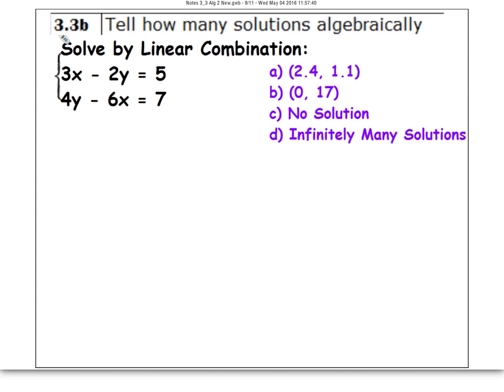In this learning objective, I'm going to show you an algebraic way of telling how many solutions there are to a system without graphing them. Back in section 1, though, we graphed them and we said, well, if we graph the two lines and they look like that, parallel, there's no solution because they don't cross.